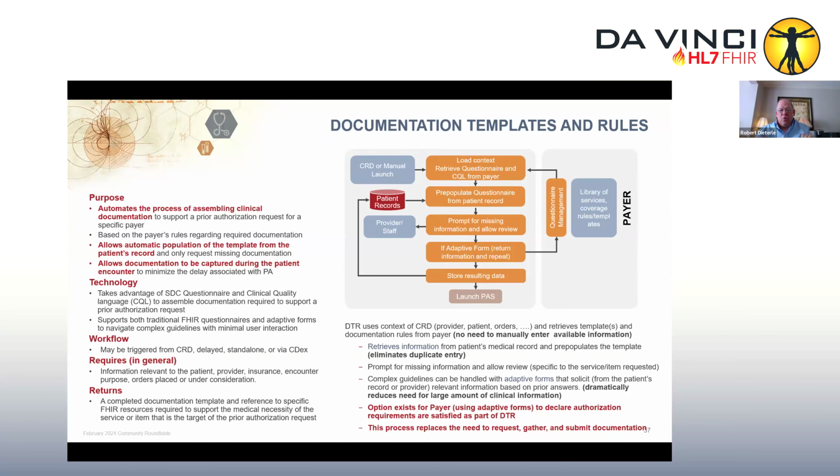This is the overall workflow involved with documentation, templates, and rules. It's relatively complex, but basically a questionnaire is retrieved from a library supported by the payer. It is pre-populated. There's a prompt for missing information or a review if necessary, and then it's either stored to be pushed through PAS or, because we're doing it as an adaptive form, the payer can turn around and say, that's it, I've got everything I need, here's your authorization number.